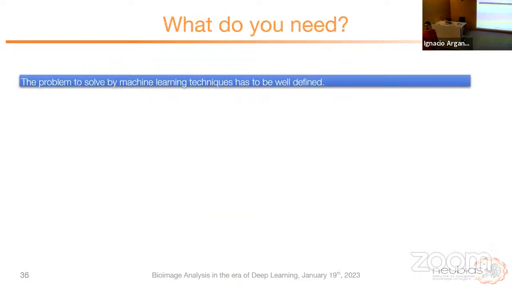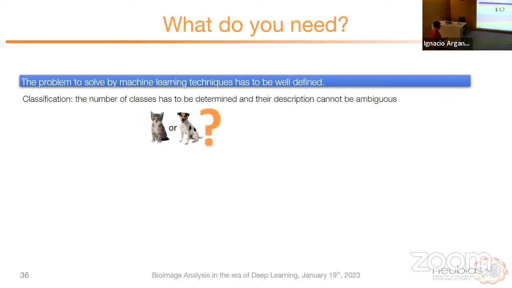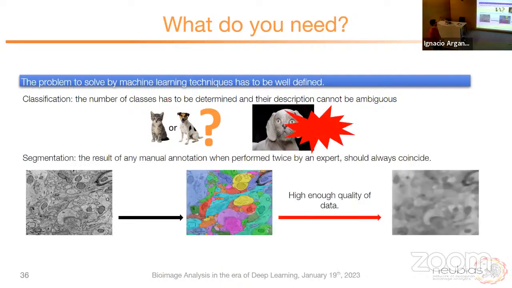So what do you need if you want to use machine learning in your research? Well, first you need a problem that has to be well defined, right? So if we are doing classification, the number of classes should hopefully be well determined, and the description cannot be ambiguous. If we are doing cats and dogs classification, we cannot provide data that looks in between, because it's going to fail miserably. If we are working with microscopy data and we're training on data of high quality, we give it to some experts that are going to annotate it hopefully consistently, so they always mark the same thing. But we cannot then expect good results if we don't provide the same type of data that we used to train.